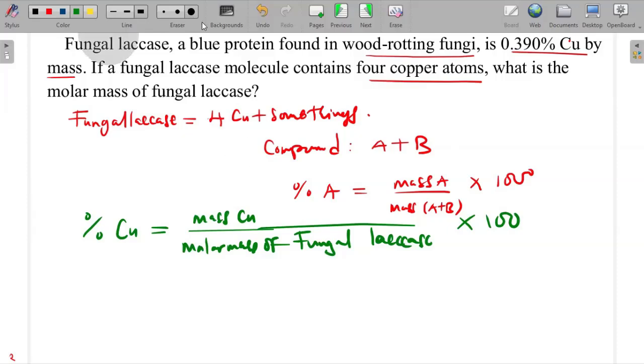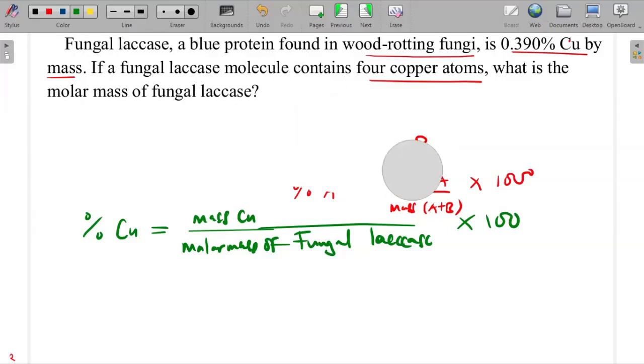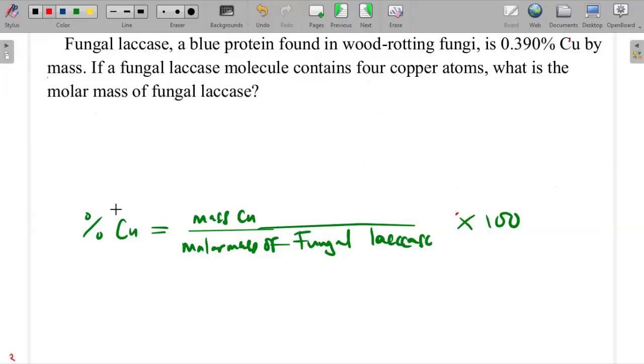Now we've already been given, I can erase this now, we've already been given the percent of copper in this compound. It is 0.390%. So this will be 0.390%, and this will be equal to the mass of copper. They've said they have 4 copper atoms there.